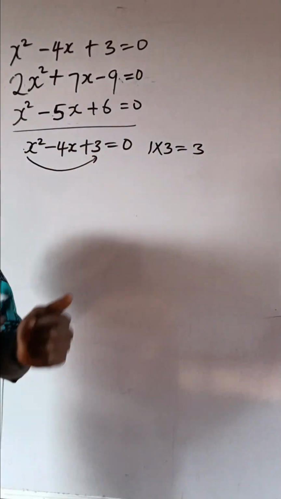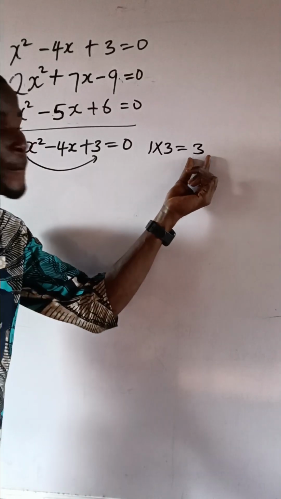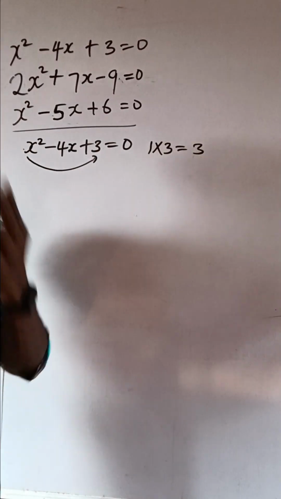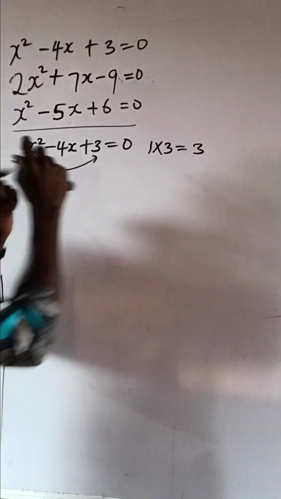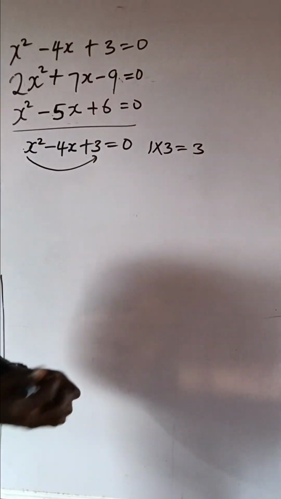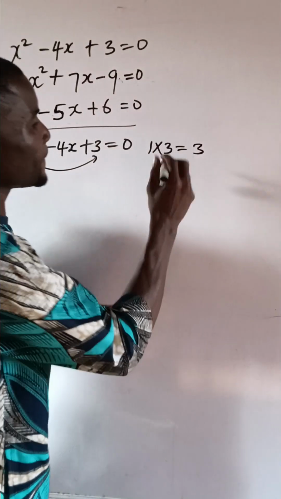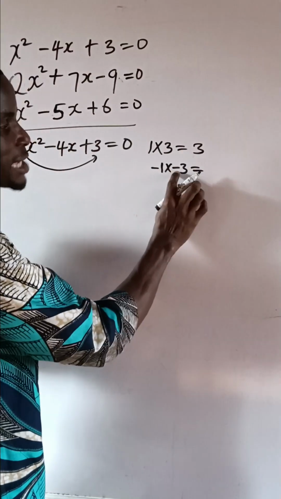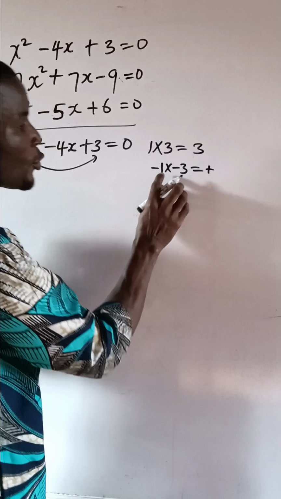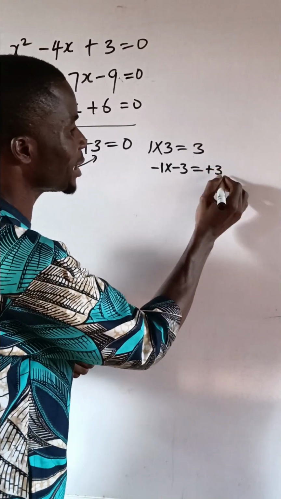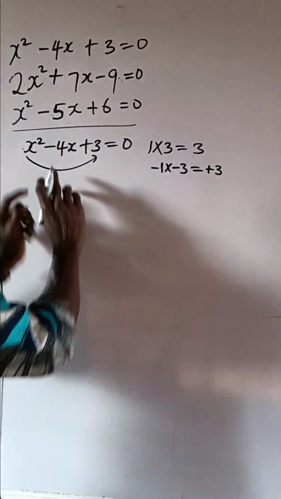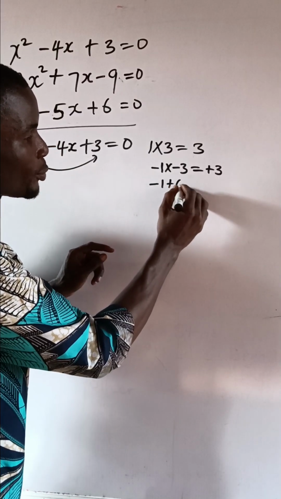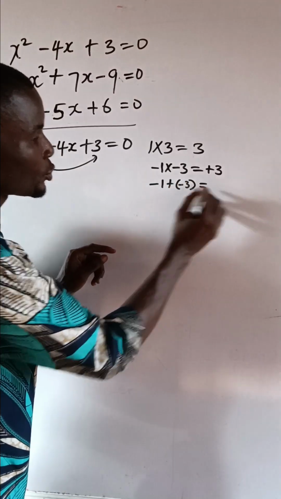So now what you do next is to look for two numbers. When you multiply them, they will give you this 3, and when you add them, they will give you minus 4. What are those two numbers? The two numbers are minus 1 times minus 3. Minus times minus will give me plus. 1 times 3 will give me 3. Right? And when you add them, we have minus 1 plus, open bracket, minus 3.